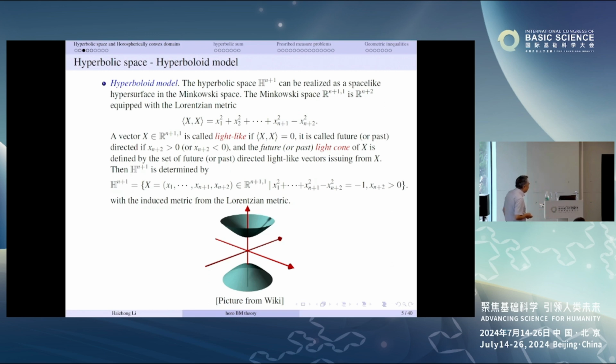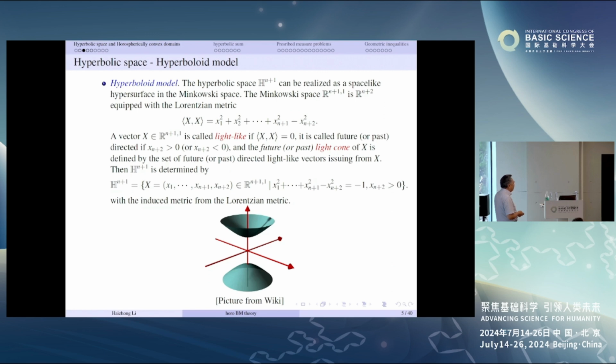Consider the space-like hypersurface, the hyperboloid model, as a pseudosphere. H^{n+1} is defined by the points whose length in this metric is minus 1. As in the picture I drew, there are two components, the upper component and the lower component. Because of the symmetry, we just consider one component, the one where the last coordinate is positive. So hyperbolic space is a pseudosphere in Minkowski space with the last component positive. This is the hyperboloid model.